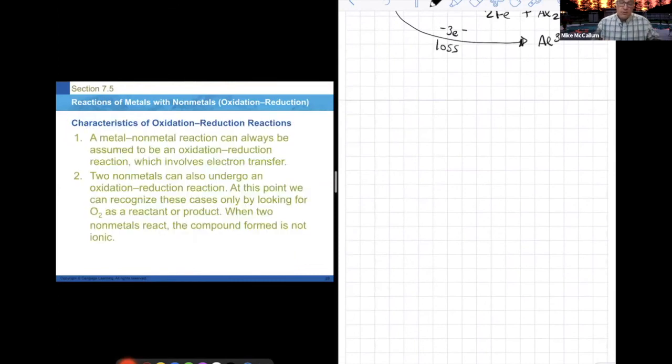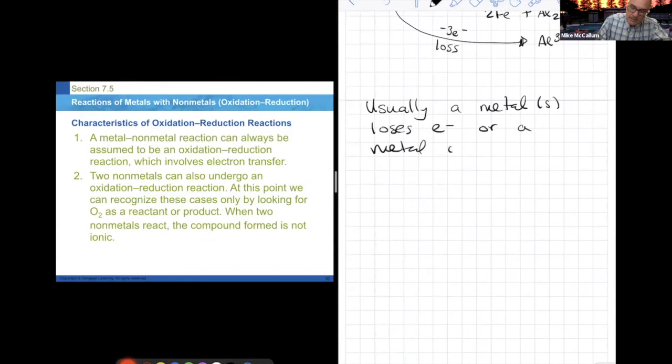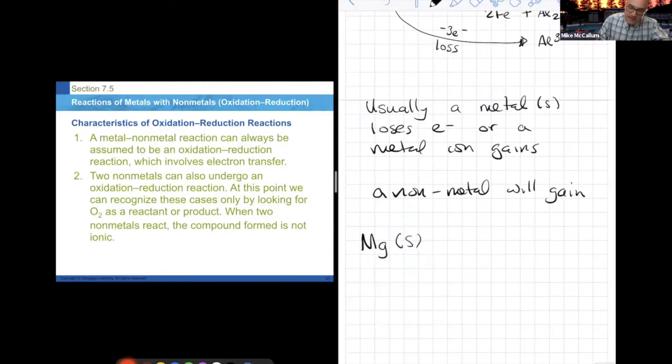Okay. Well, usually what happens in an oxidation reduction reaction, a metal, not a metal ion, a metal, right? So let's write: metal solid loses electrons, or a metal ion gains electrons. A non-metal will gain electrons. This is generally what happens, right? Let me write my magnesium oxide reaction again. Remember, we had magnesium going to magnesium ion plus 2 electrons. We had oxygen plus 4 electrons going to 2 oxides, right?